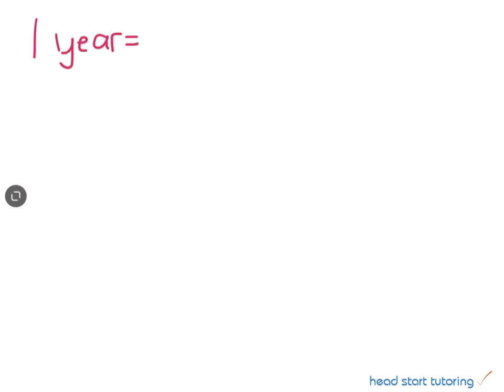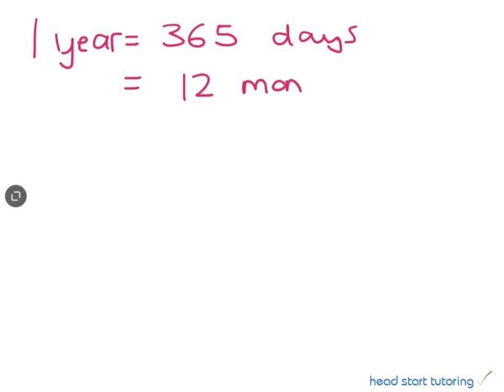1 year is equal to 365 days. 1 year is also equal to 12 months, and it is equal to 52 weeks. It is very important to know these conversions because we may be asked to convert between them.